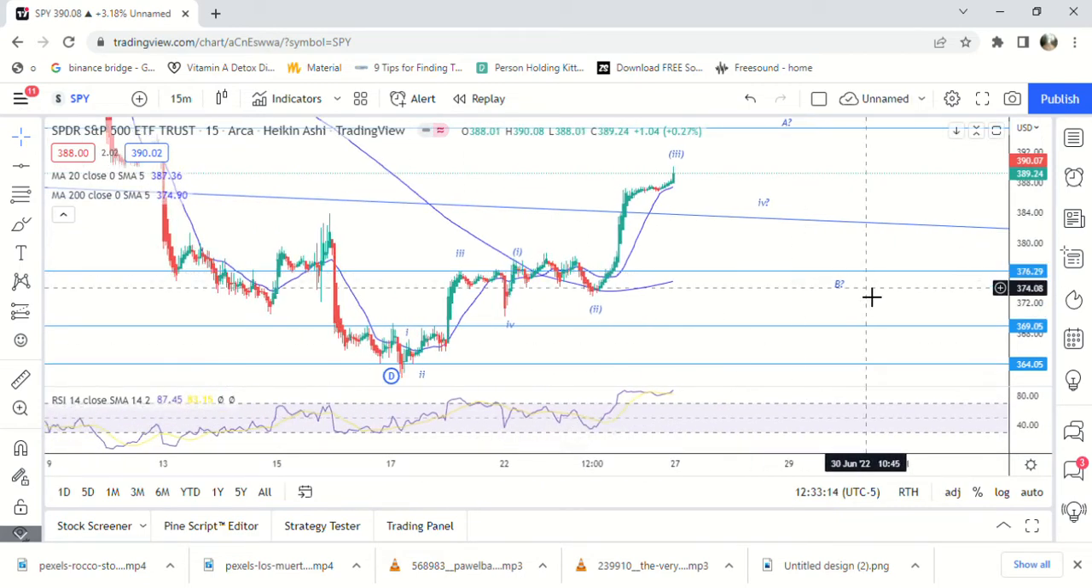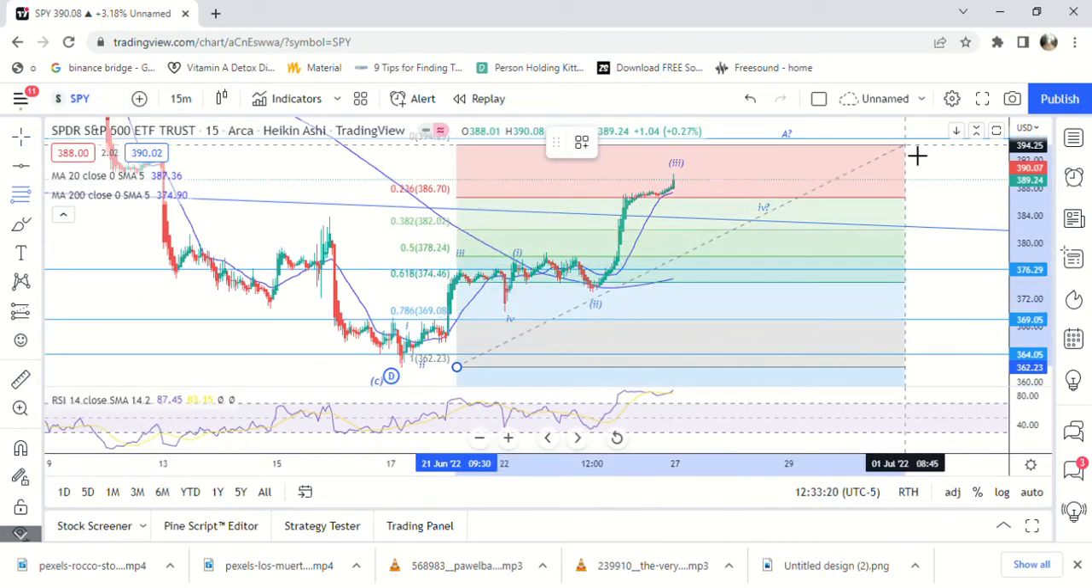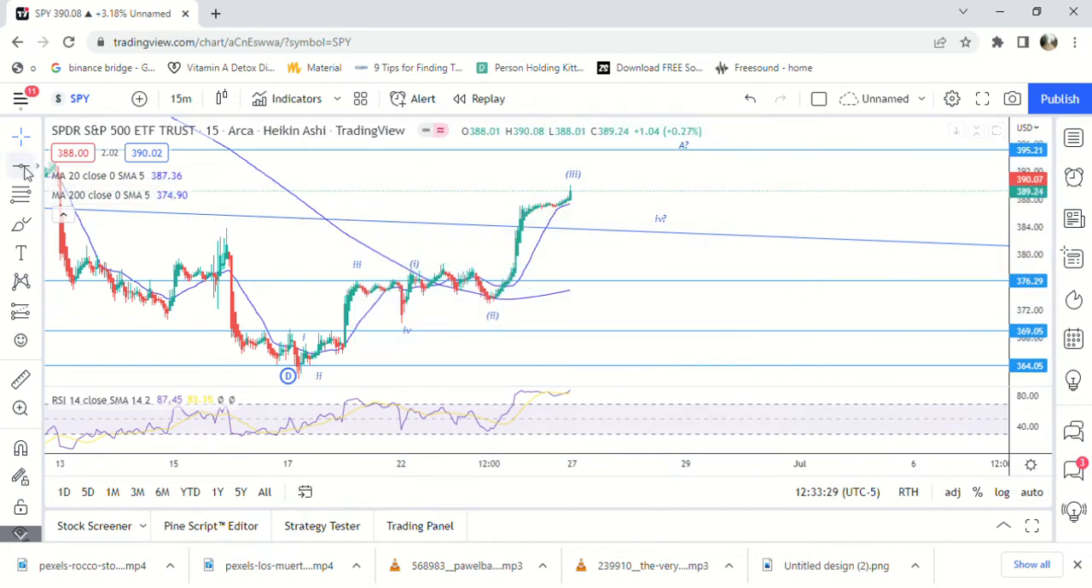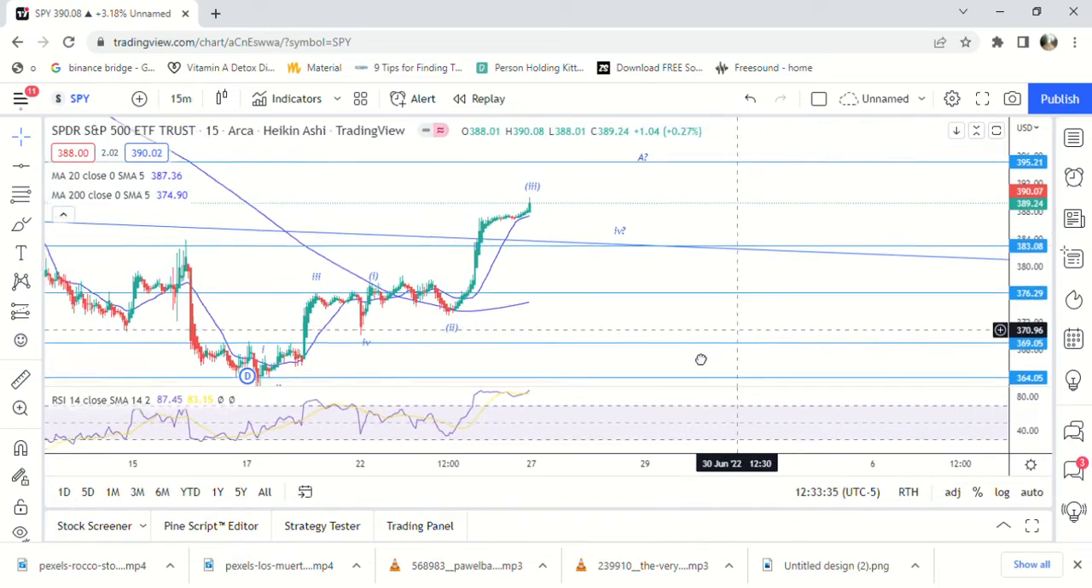And then we know that the B wave has to come back at least 0.38. So we go like this, and we know that our target is at least 383 for the B wave or more. So the B wave can go all the way back down to here. So we don't know anything about the B wave right now.